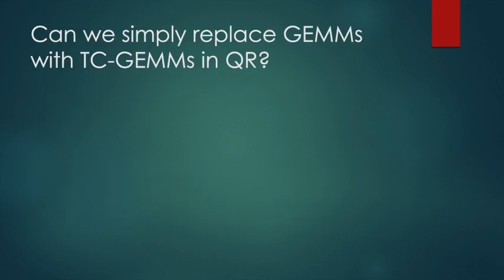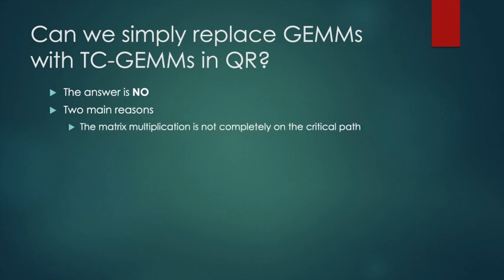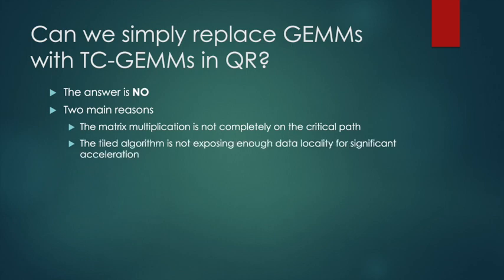Unfortunately, based on our experiments and analysis, I'm afraid the answer is no. There are two main reasons. The first one is that matrix multiplication is not completely on the critical path. The second reason is that the tiled algorithm is not exposing enough data locality for significant acceleration. I'm going to discuss the reasons in detail.